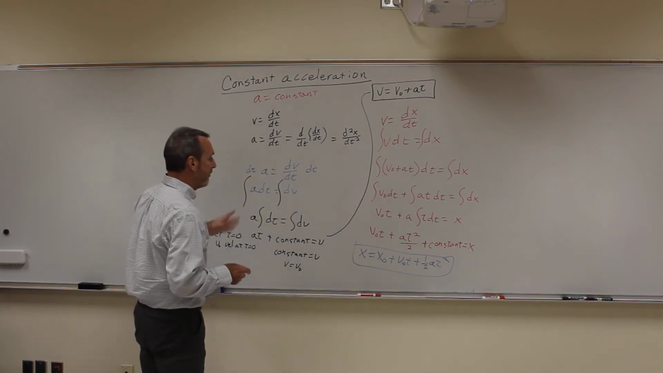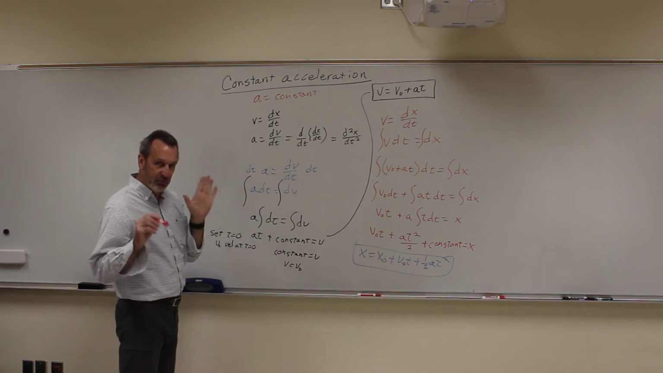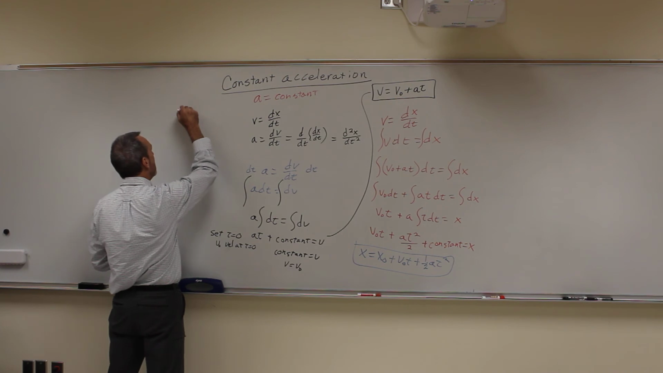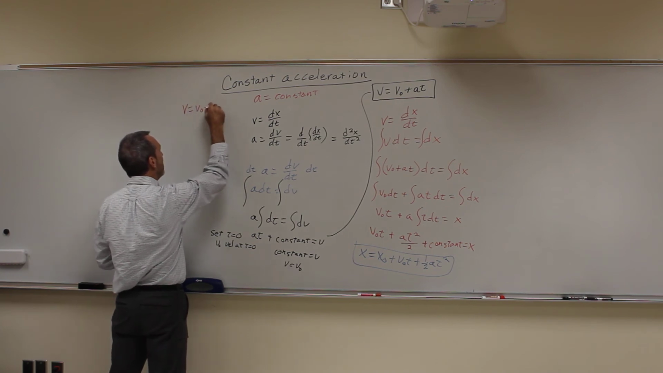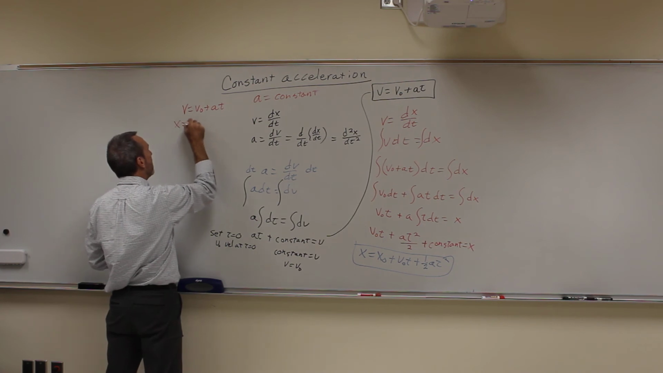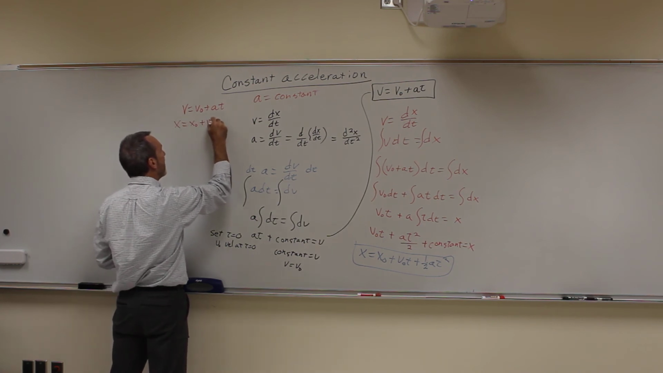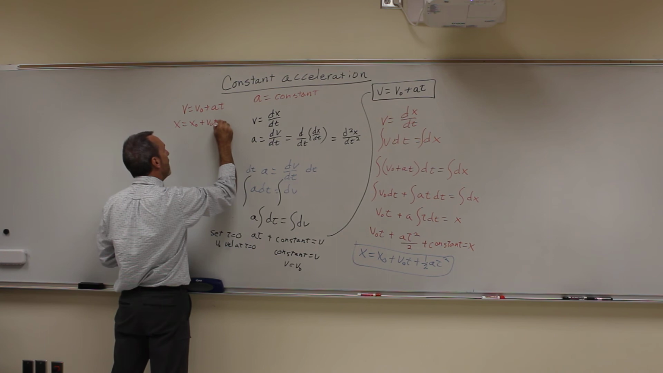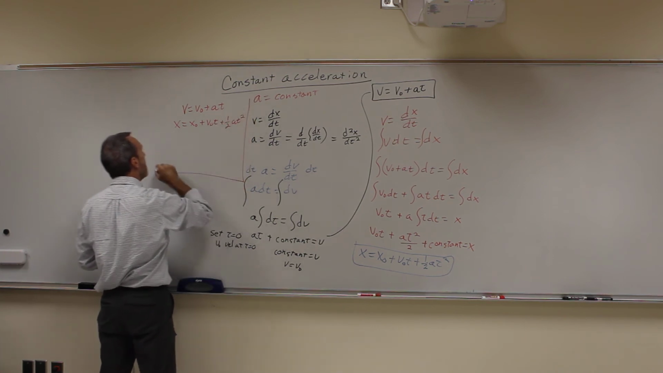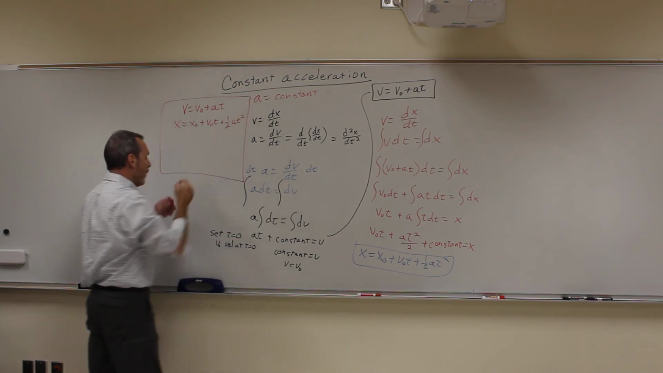There is one more equation, so I'm going to rewrite these because I want you to have these because we use these a lot. In fact, we use them the whole semester, so make sure you keep these in mind. We have v equals v naught plus at. I'm just rewriting that one. Then we have x is equal to x naught plus v naught t, plus 1/2 at squared. And then we can do another one if you want.